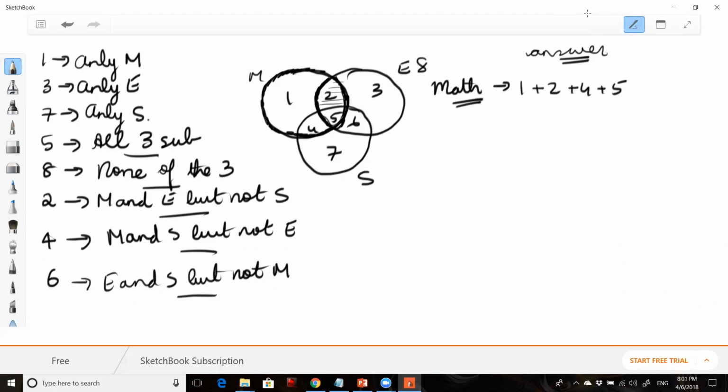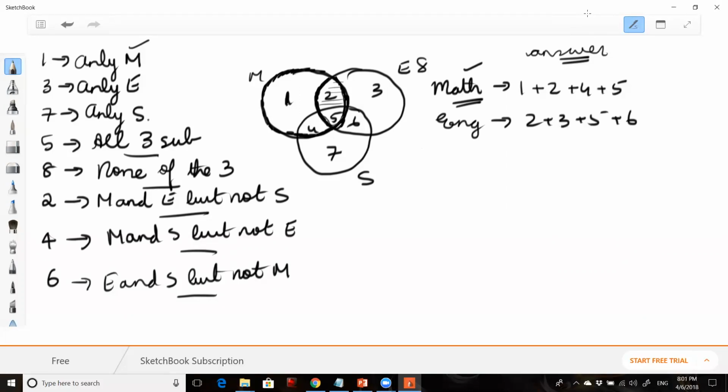And guys, remember, some of you have already made a mistake. Understand the difference between only math and math, please. Only math is 1. Math means the entire M circle. Similarly, English would be 2 plus 3 plus 5 plus 6, and science would be 4 plus 5 plus 6 plus 7. I'm not writing that because it's easy to understand.